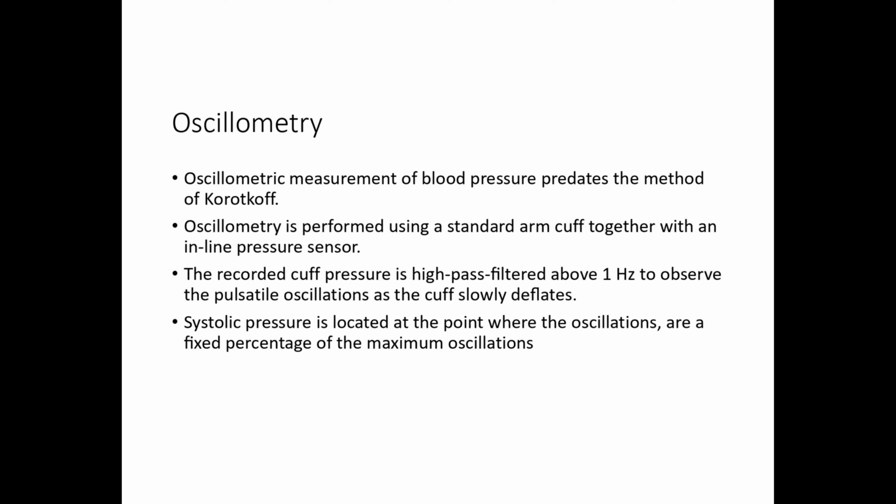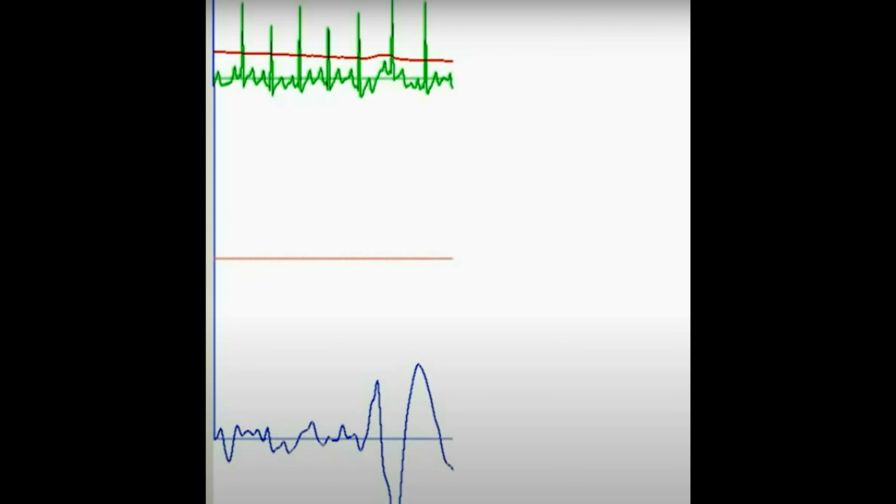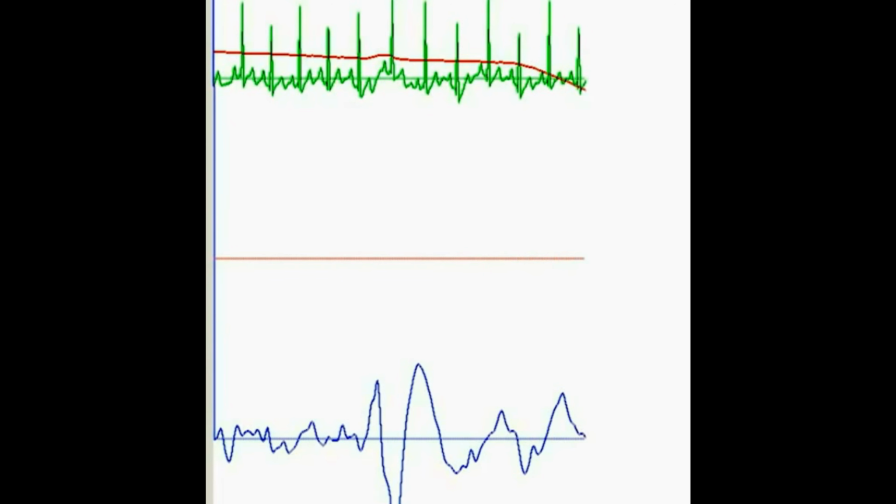and the systolic pressure is located at the point where the oscillations are a fixed percentage of maximum oscillation. In this graph recording, you can see the topmost green waves are ECG waves. The middle red one is the pressure sensor wave, and the blue one is the cuff pressure.